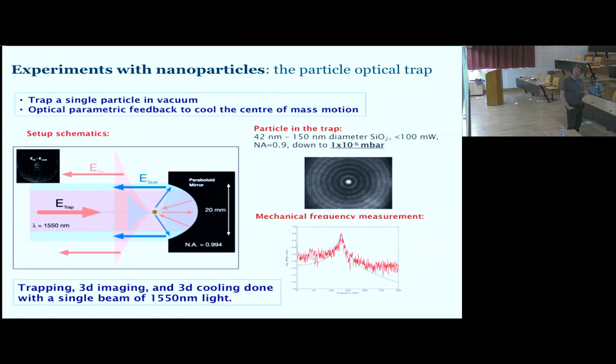Now what we can do is look at the interference pattern between these two optical fields, between the scattered field and the diverging field.